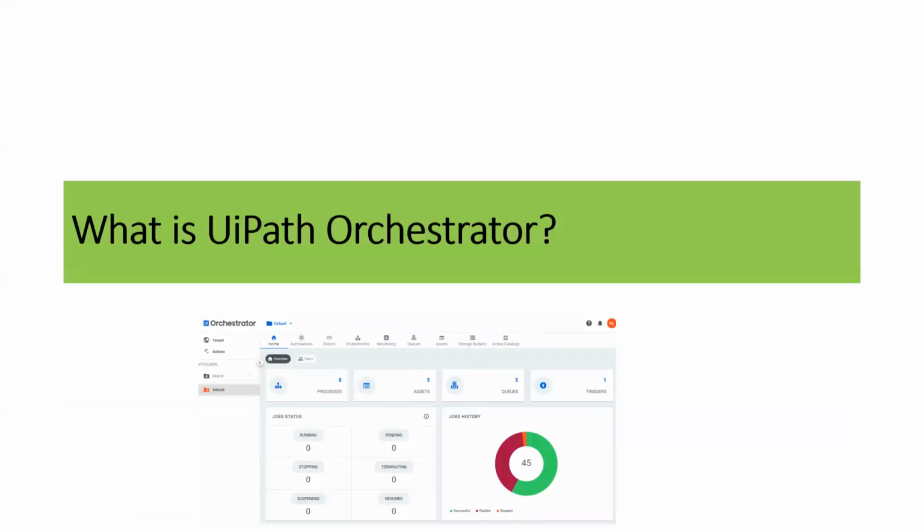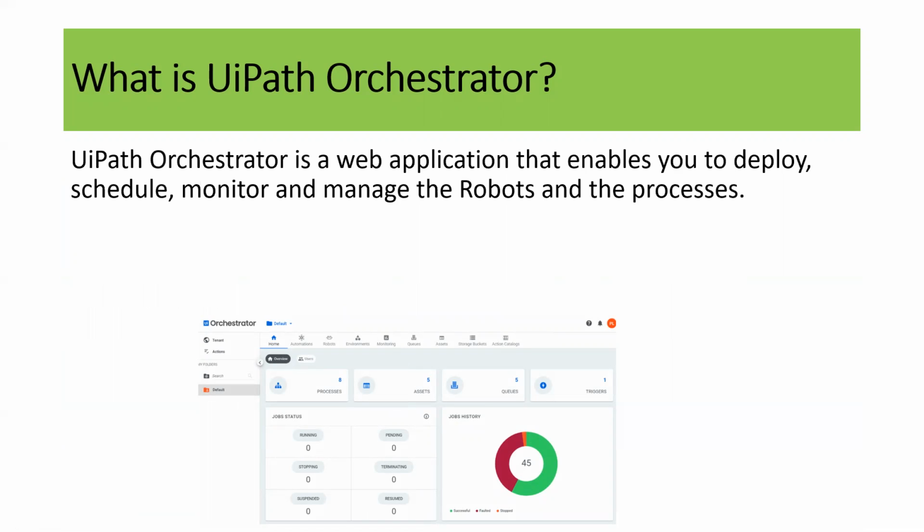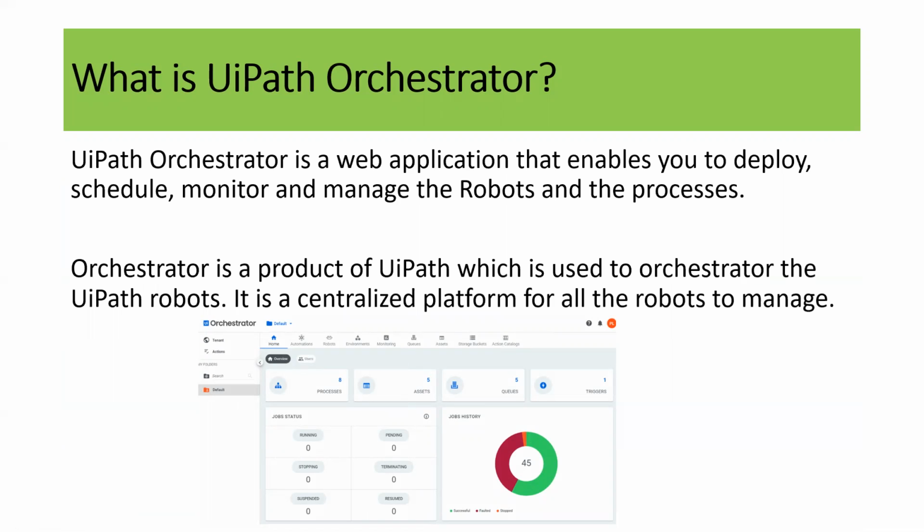And coming to UiPath Orchestrator, UiPath Orchestrator is a very important organ of UiPath. UiPath Orchestrator is a web application that enables you to deploy, schedule, monitor, and manage the robots and the processes. Orchestrator is a product of UiPath which is used to orchestrate the UiPath robots, and also it is a centralized platform for managing all the robots.